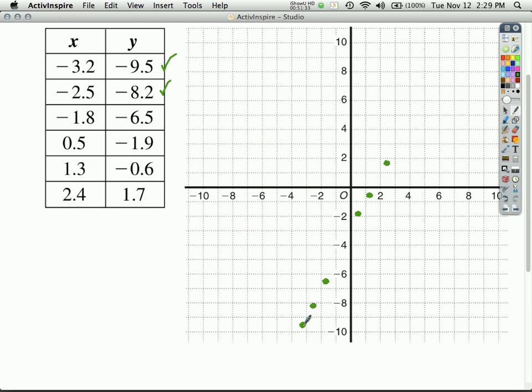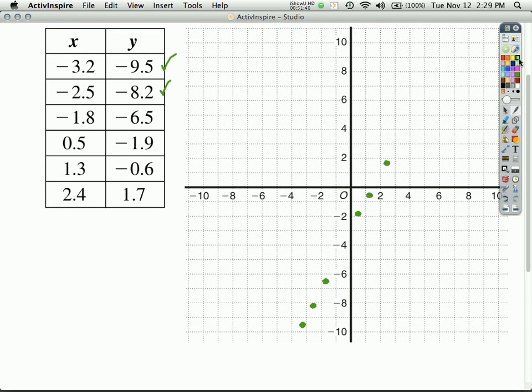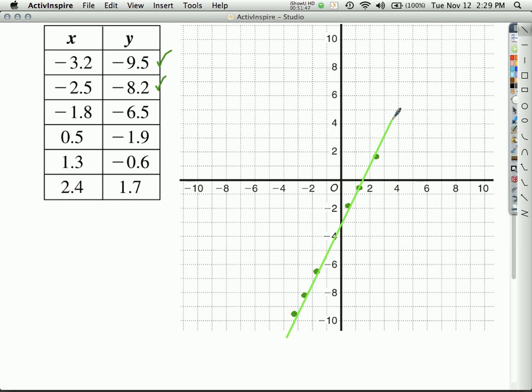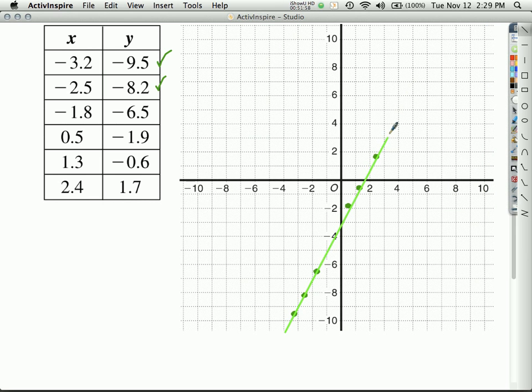The data definitely seems to be moving in a line. I mean, it almost looks like a perfect line, but I won't be able to tell until I put the line down. So it looks like it's going pretty nicely straight up like that. I don't think I did a very good job, so I'm going to back up and try again. It seems to pretty clearly be moving in a pretty good line.